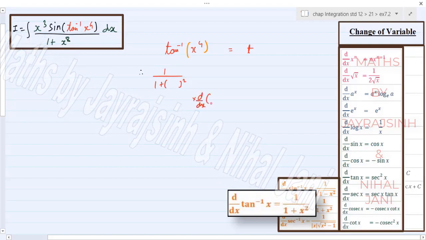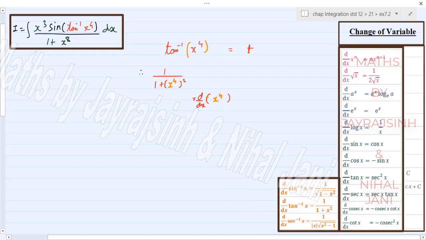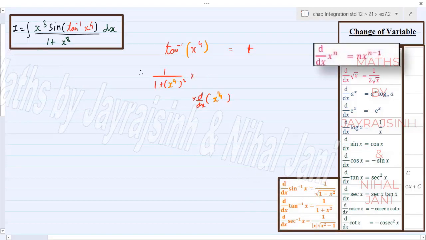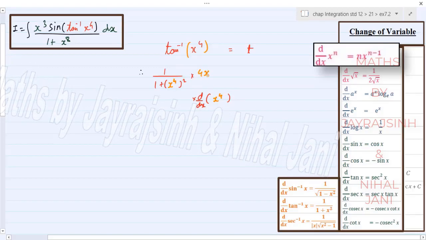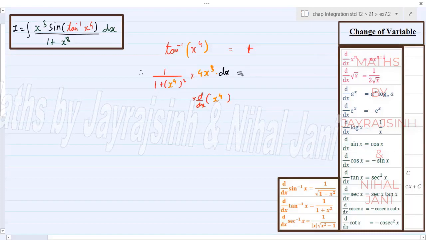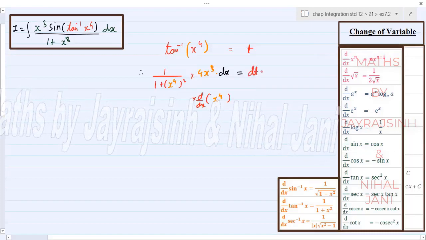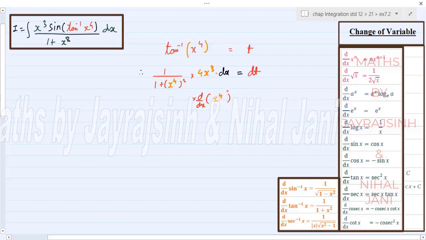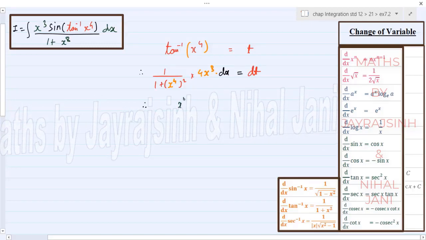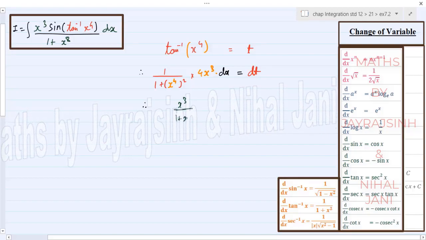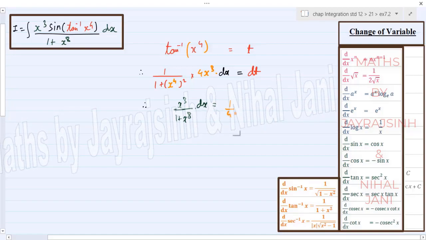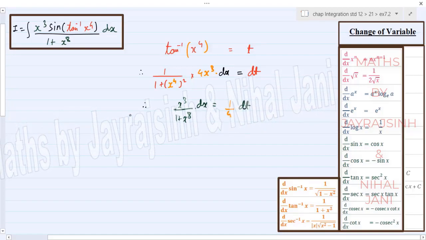into d by dx of box. Within the box we have x raised to 4. So we just have to multiply the differentiation of x raised to 4, which is 4x cubed dot dx, is equal to dt. Okay, we will get x raised to 3 upon 1 plus x raised to 8 dot dx is equal to 1 upon 4 dot dt.